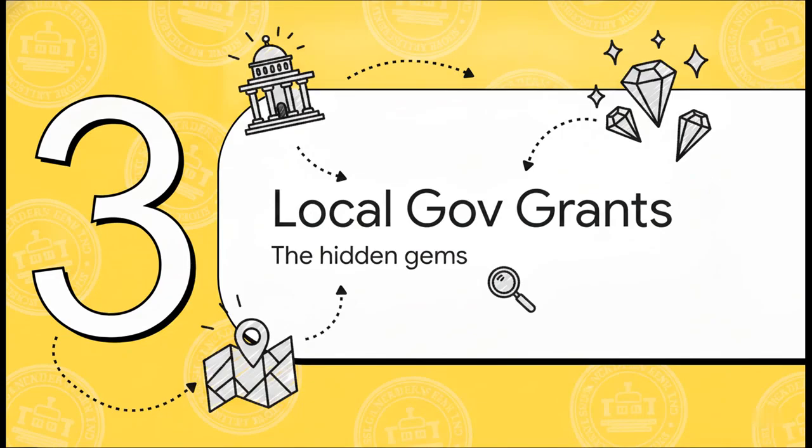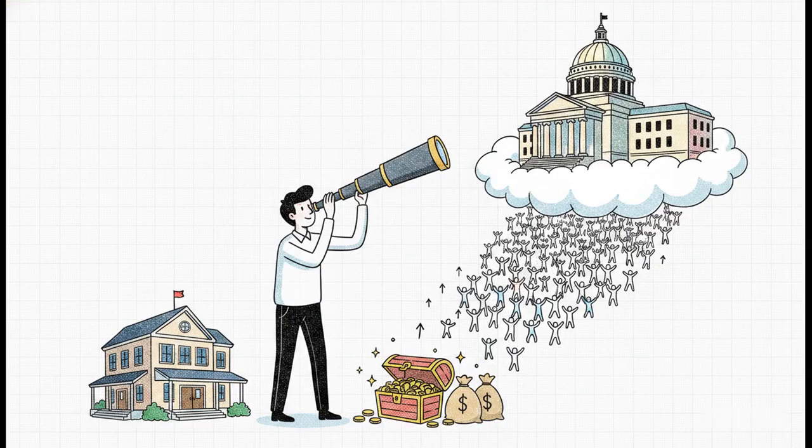Which brings us to Section 3, Local Government Grants, the hidden gems. Now, there is a huge psychological trap here. Local funding is often the exact grant that nobody applies for. Why is that? Well, it's because beginners are too busy looking up at the federal level, dreaming of those multi-million-dollar payouts, right? They completely ignore the city or county grants sitting right in their own backyard.